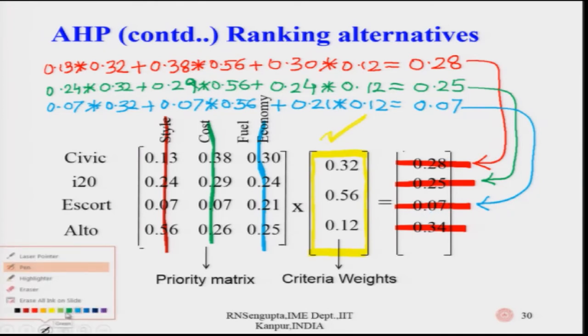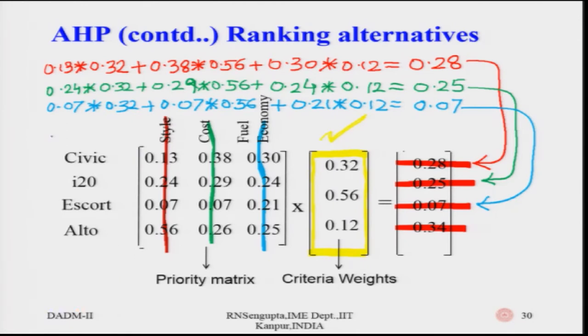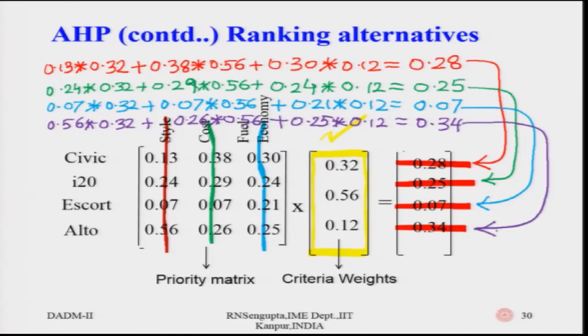So, the last one, 0.56 multiplied by 0.32 plus 0.26 multiplied by 0.56 plus 0.25 multiplied by 0.12 equal to 0.34, this value is the fourth value in the cell. So, using this you find out the overall score.